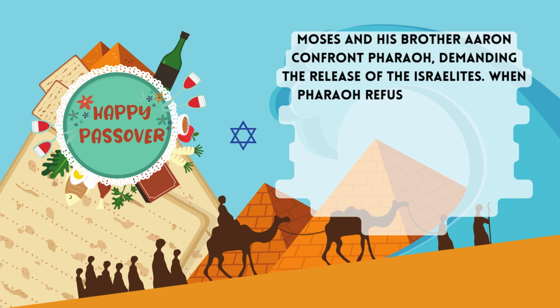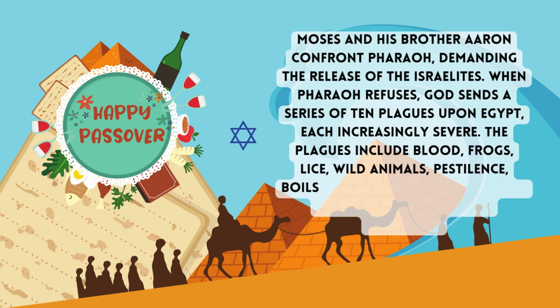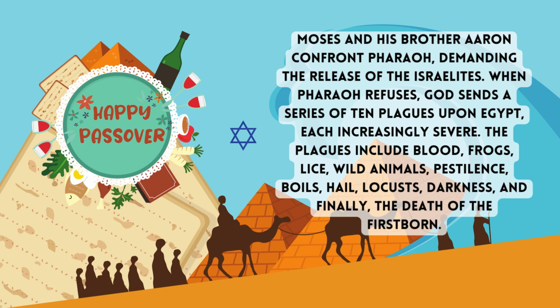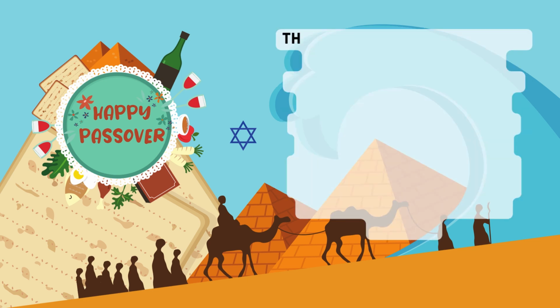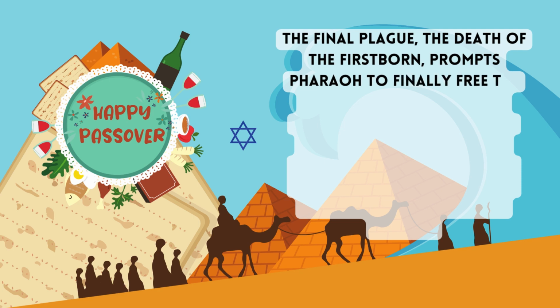When Pharaoh refuses, God sends a series of 10 plagues upon Egypt, each increasingly severe. The plagues include blood, frogs, lice, wild animals, pestilence, boils, hail, locusts, darkness, and finally, the death of the firstborn. The final plague prompts Pharaoh to finally free the Israelites.